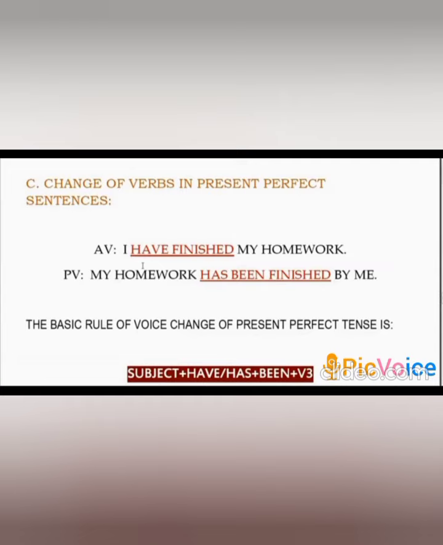I have finished my homework. Here I is the subject, have is the auxiliary verb, finished is the main verb, my homework is the object. Here my homework, the object, has become the subject in the passive voice. My homework has, it depends on the subject, been is added. Then the past participle form, that is V3, is finished only. So we add finished. I has changed into by me.